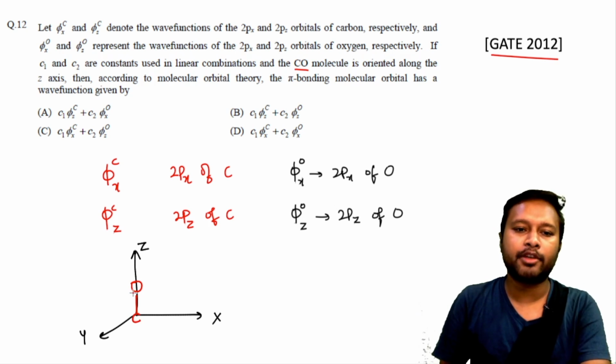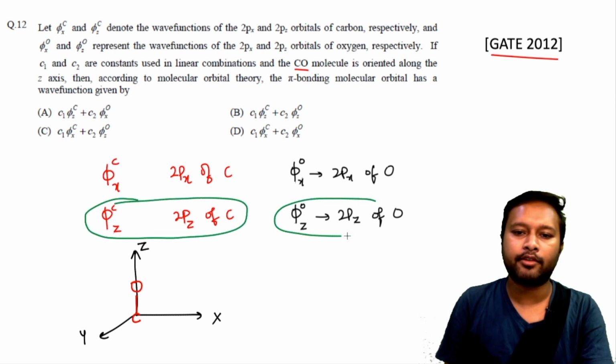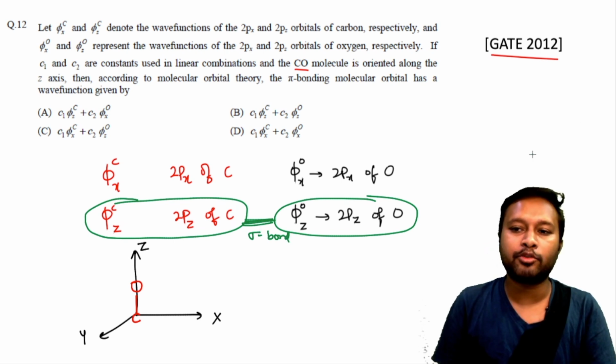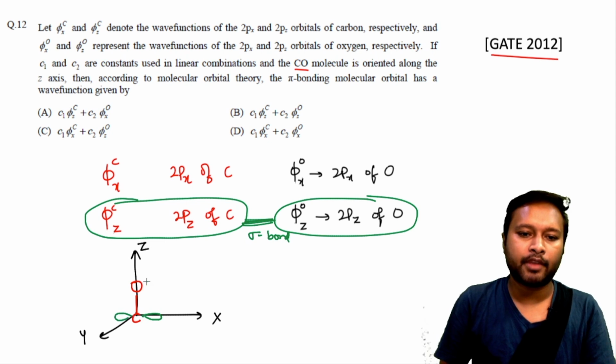Now which orbitals will be involved in the sigma bonding? Obviously those orbitals which are along the z-axis. It's pretty simple to understand. The z orbital of carbon and the z orbital of oxygen will be involved in the sigma bonding. They will combine to form the sigma bond, right? Now which orbitals are going to be involved in the pi bonding? So obviously if I draw the orbitals here, the carbon pi orbitals will be like this, and oxygen also.